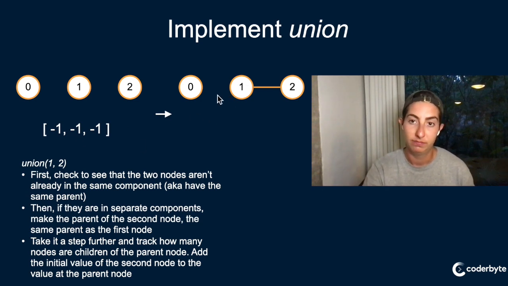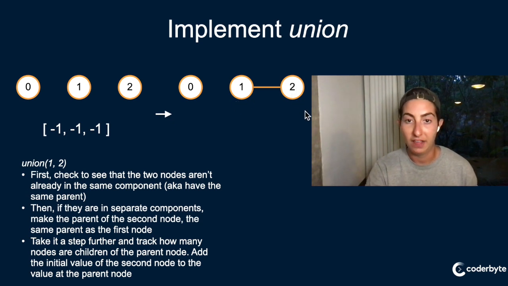Right? -1. So this is going to return 1. Then we're going to call find on 2. 2 is also going to return that 2 is its own parent, right? And 1 does not equal 2, right? The parent of 1 is 1, the parent of 2 is 2. Those two things are not the same, right?